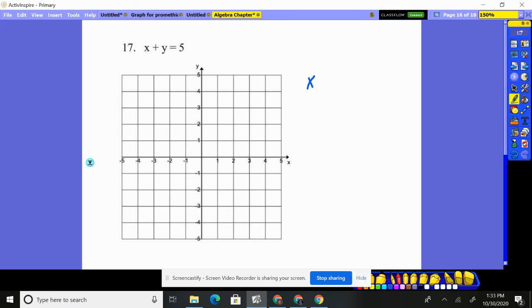Going to have to make a T-chart, but no big deal. It's saying x plus y adds up to 5. So what numbers add to 5? 4 and 1, 0 and 5, 2 and 3. Over 4 up 1, over 0 up 5, over 2 up 3. Yep, those are in a nice straight line.